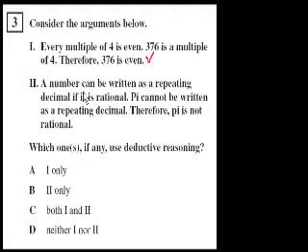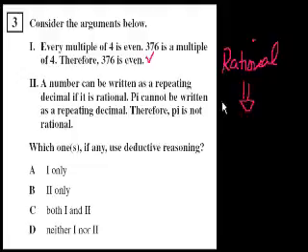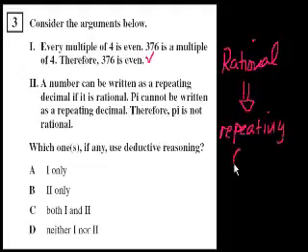Let's see, statement number 2. A number can be written as a repeating decimal if it is rational. So if you're rational, that means that you can write it as a repeating decimal. A repeating decimal is like 0.333333, right? That's 1/3. That's all they mean by a repeating decimal.